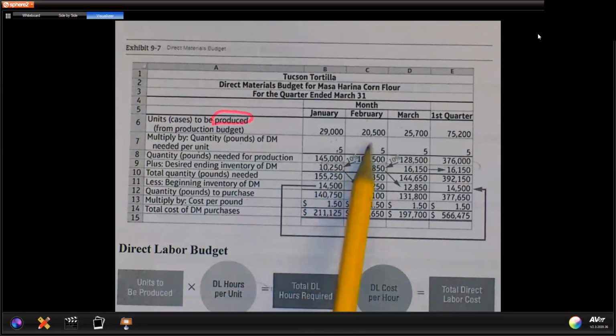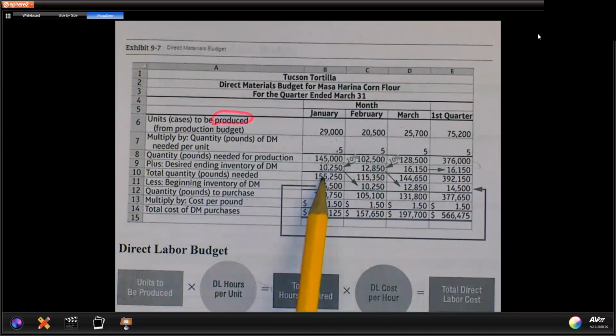We said we want to have 10% of next month's pounds as our ending inventory for January. So we did the calculation for February. You still use the units times the pounds. So for February, you need 102,500 pounds. So 10% of that number will be your ending inventory of January direct material. So your January, the pounds you need for direct material will be 155,250.